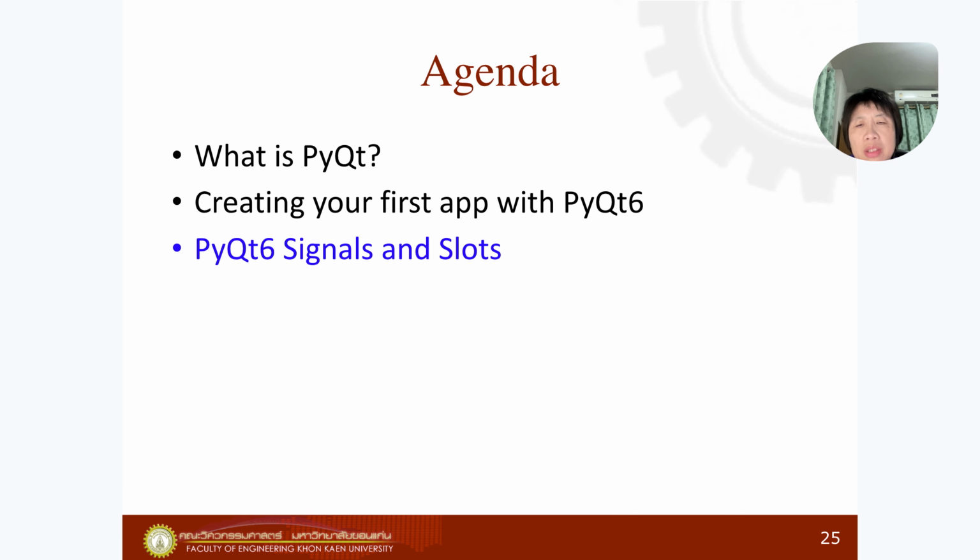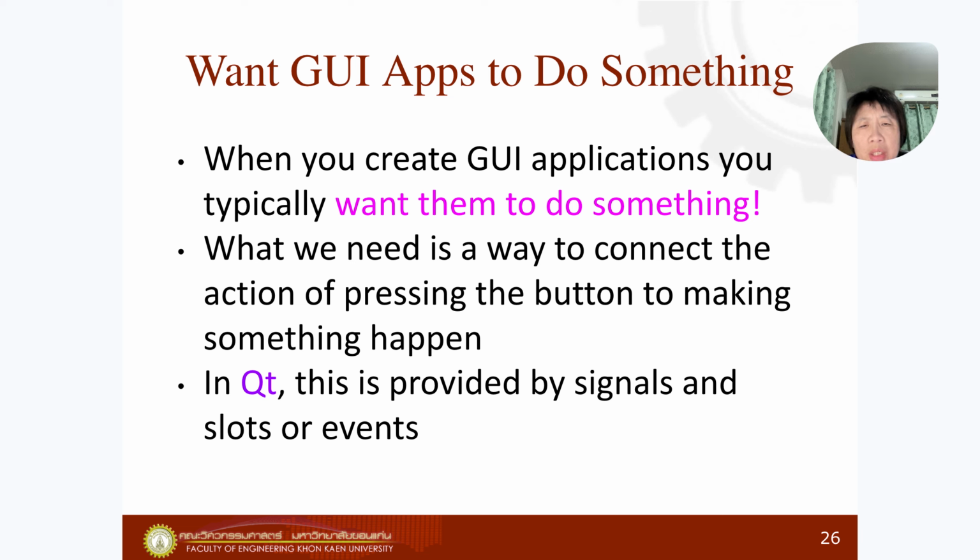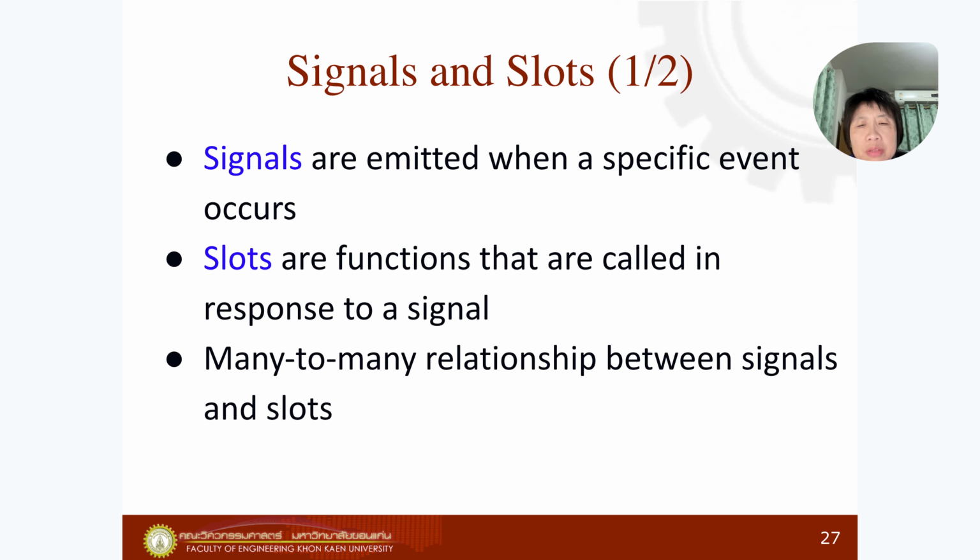Okay, now let's look at the PyQt6 signals and slots. If we want GUI apps to do something when we create a GUI application, what we need is a way to connect the action of pressing the button to making something happen. In Qt, this is provided by signals and slots, or events.